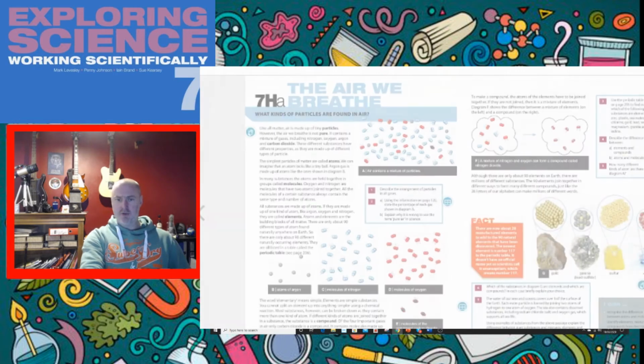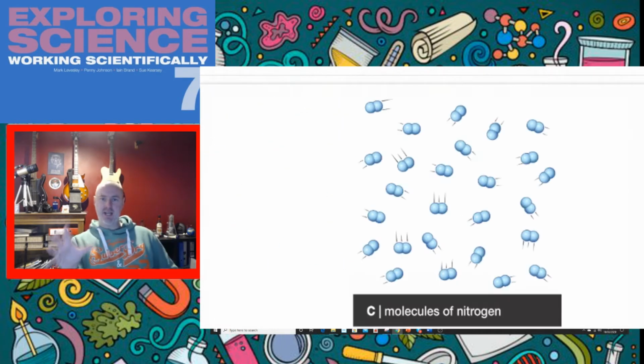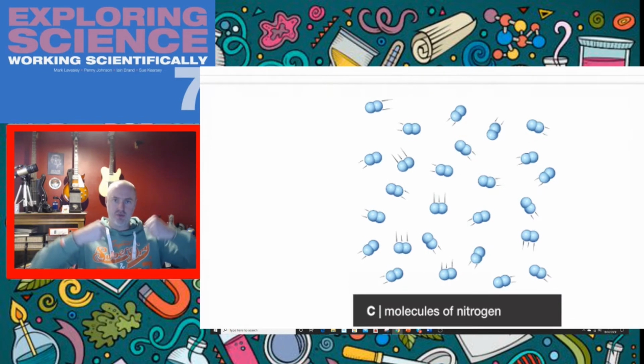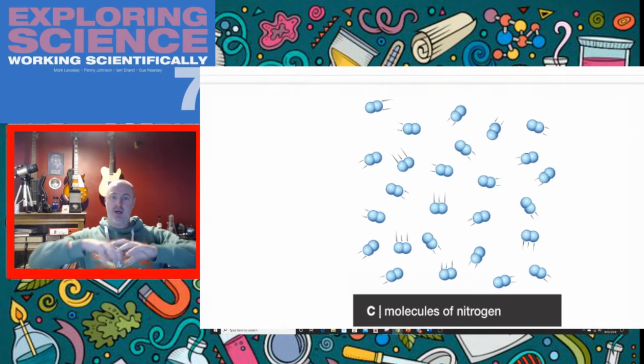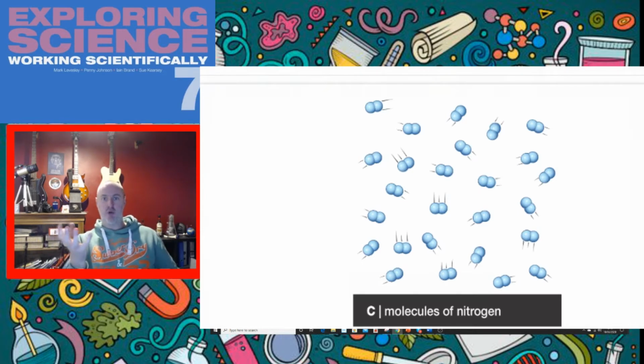So let's have a look at some other examples. Here, this is nitrogen, but you'll notice something here. You'll notice that those circles have been put together, stuck together, chemically bonded, chemically joined together perhaps. Now, these molecules of nitrogen are made of more than one atom, and that's really what the word molecule means. Whenever I get more than one atom chemically joined together, I have a molecule.